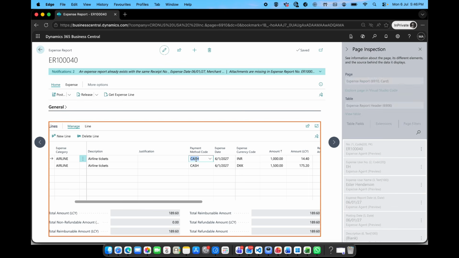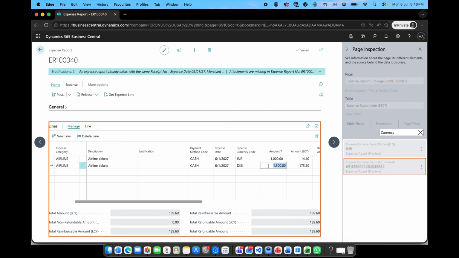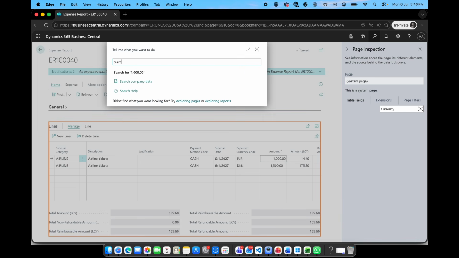Close, stay here. And I will say currency factor. Okay, so now you can see it says currency factor is 69.43. And if I go to this one, it says 8.56, right? So let's now go to currencies.